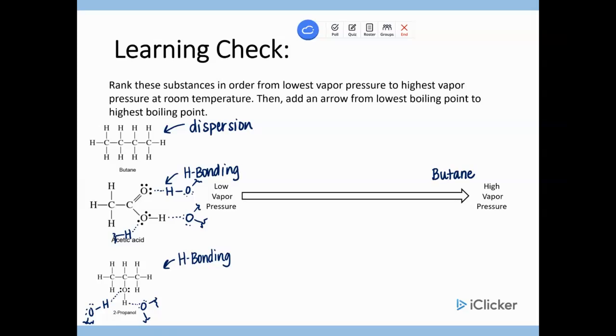So between acetic acid molecules, there can be three locations where hydrogen bonding interactions can occur. In 2-propanol, there's only two locations where hydrogen bonding interactions can occur. So in acetic acid, those molecules are held closer together because of that greater number of hydrogen bonding interactions. They're held closer together, that's a stronger intermolecular force, so lowest vapor pressure. So acetic acid is lower, and then 2-propanol is higher than acetic acid, but still lower than butane.